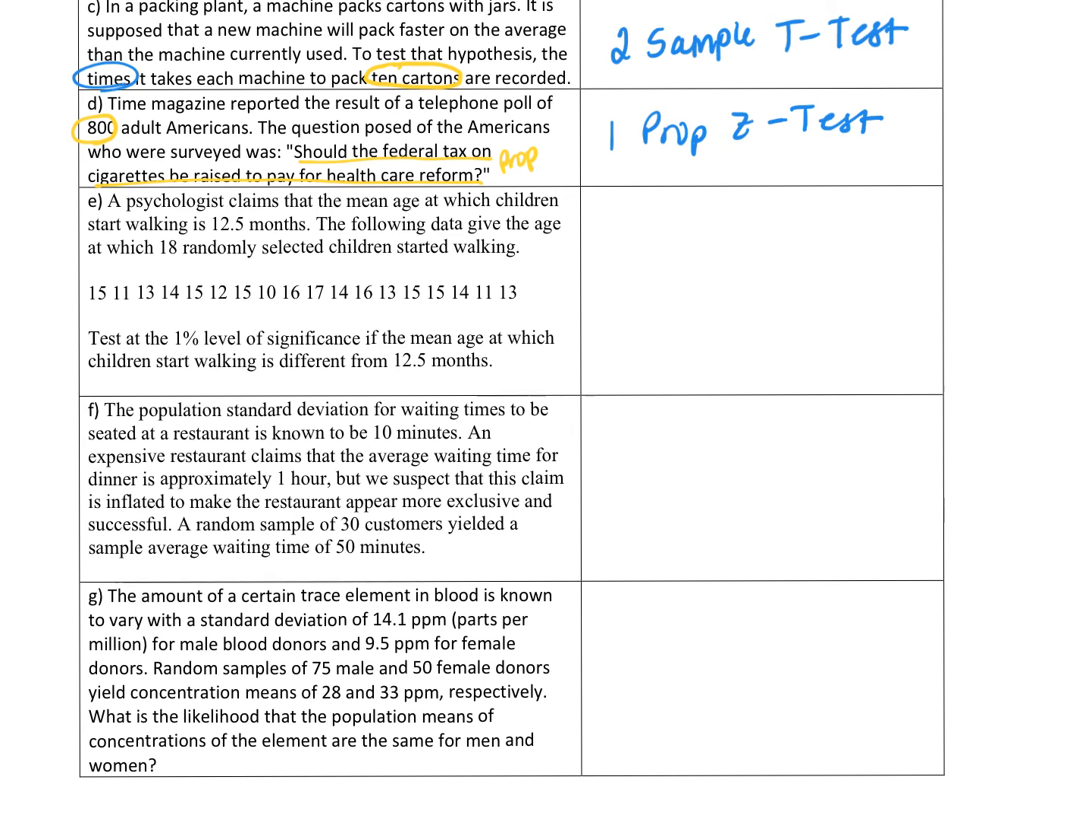Okay. A psychologist claims that the mean age at which children start walking is 12.5 months. The following data give the age at which 18 randomly selected children started walking. Okay, so here's our raw data. So we know nothing about the population except for the population mean. We have 1 sample. That's it. So this would just be a t-test. Numeric data.